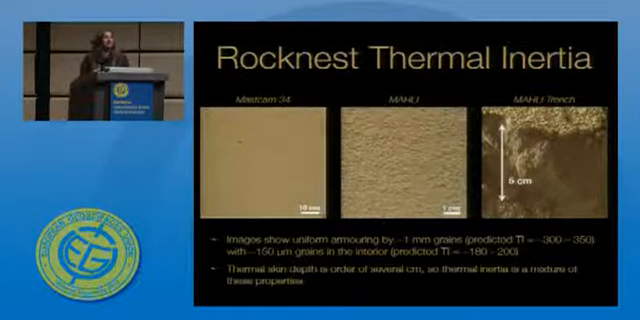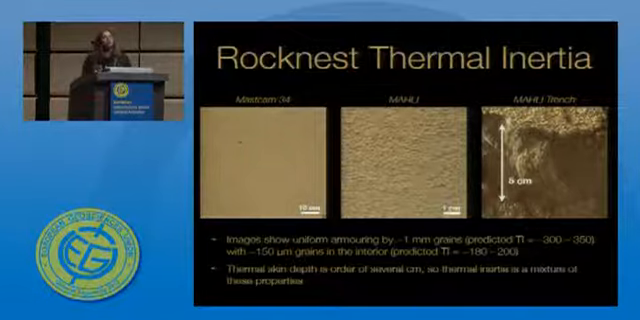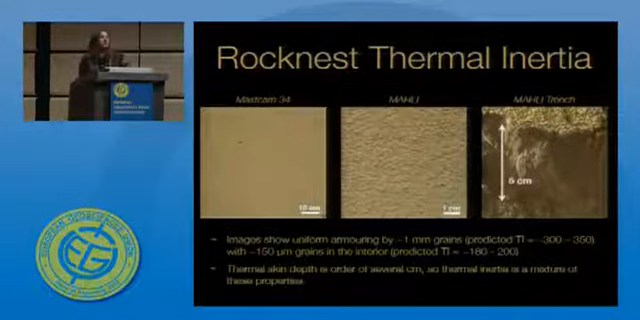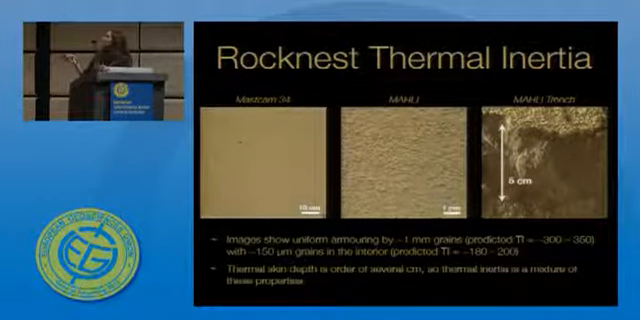Now, on the previous slide, I said that our fit to the diurnal curve from the ground temperature sensor predicted a thermal inertia of about 250, which is right in the middle of these values. The thermal skin depth for a material like this is on the order of a couple of centimeters. So we're being sensitive to the properties in both the very surface as well as some of the subsurface.